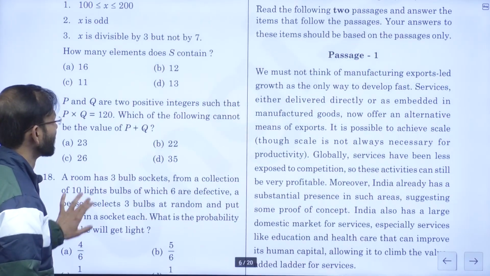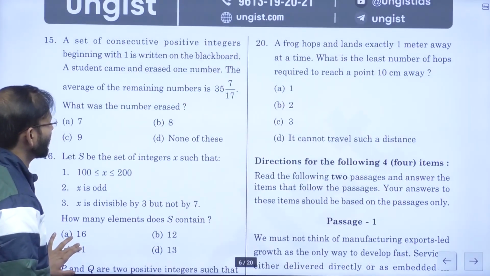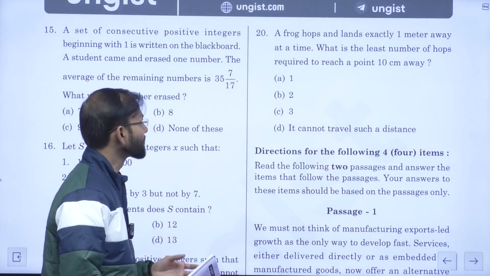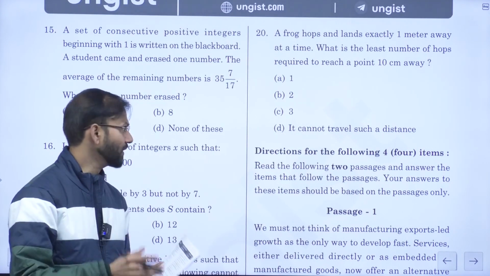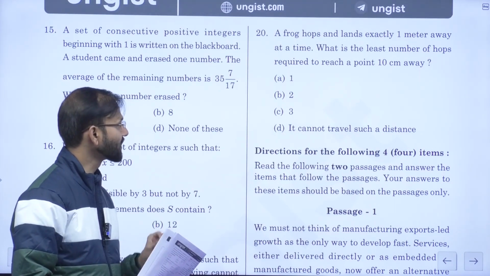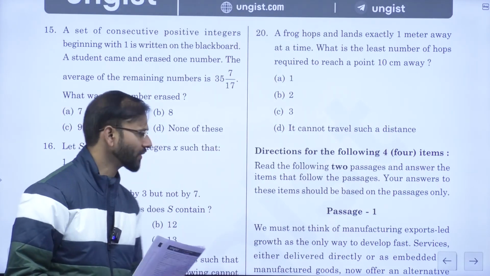Wait, question number 20 is here. Yes, question number 20, guys. Question number 20 is saying a frog hops and lands exactly 1 meter away at a time. What is the least number of hops required to reach a point 10 centimeter away?